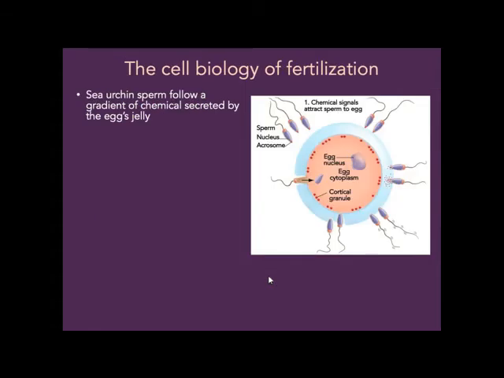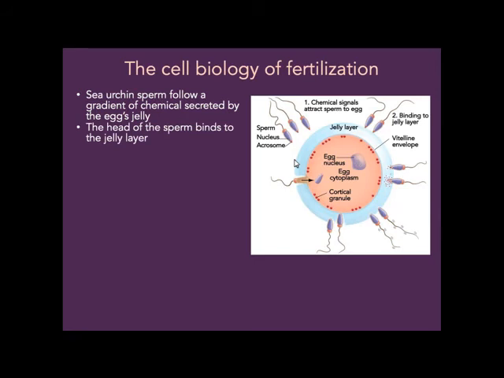All right, so let's talk about the cell biology of fertilization. So we're using the sea urchin egg and sperm system, because this is a very common research system for studying fertilization. And so we know that the way that the sperm find the egg in the water, out of all of the rest of the water, is that the jelly of the egg secretes a chemical, and the sperm follow a gradient of chemical, meaning they go in the direction where there's more of this chemical, and the place where there's more chemical is right near the egg. Okay? So the first thing is that chemical signals are attracting the sperm to the egg.